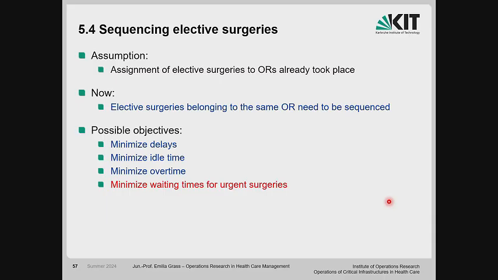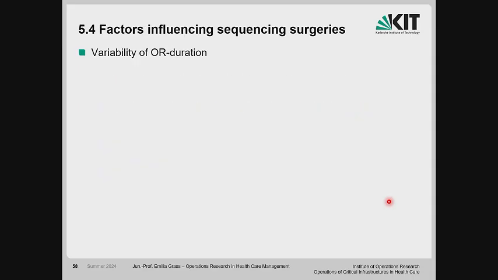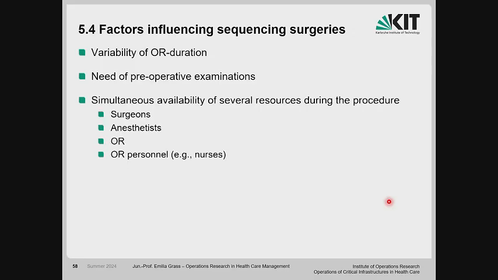Okay, what about that? What kind of results do we get if we would like to minimize the waiting times of our emergencies? The factors that influence our sequencing decisions are, of course, the variability of the duration of surgeries. We never know if this is really how it will end. We don't know the actual operating times.